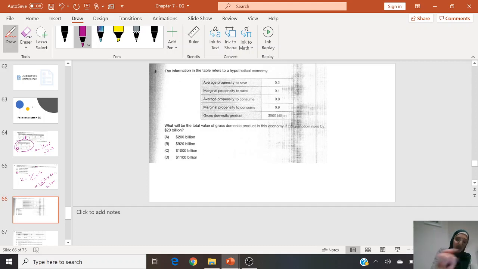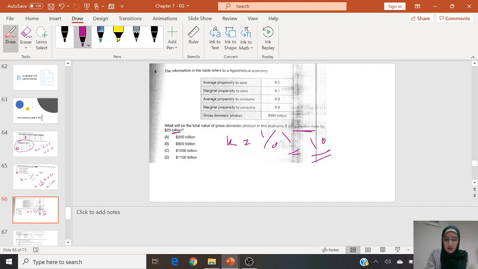All you've got to do in this case is to put in the formula for the multiplier first, which is K equals 1 over MPS. We know 1 over MPS, or it could be 1 over 1 minus 0.9, which is MPC, but I'm just going to do it the easier way. 1 over 0.1 gives you 10, right? So that is the multiplier, and again, the consumption rises.